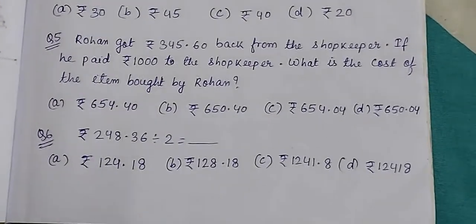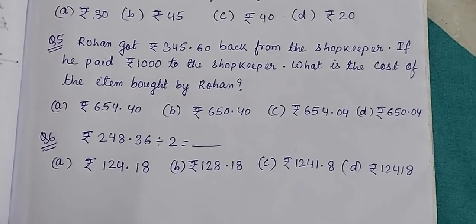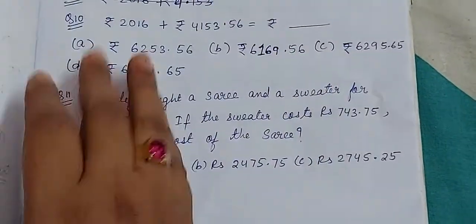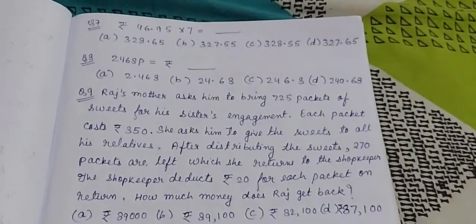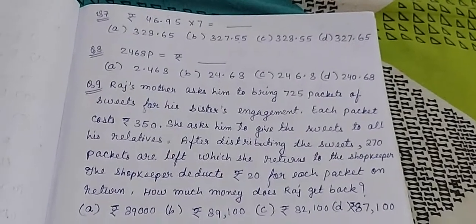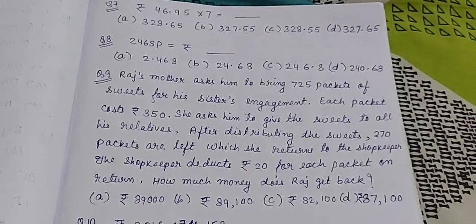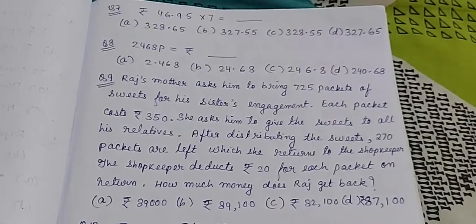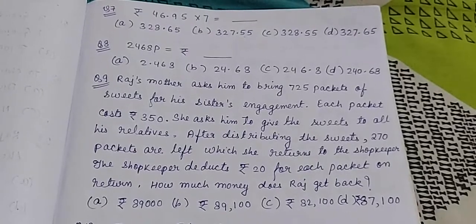Now we come to question number 6. Question number 6, you have to just do the division. Now let us move to question number 7. Question number 7, you have to just do simple multiplication, rupees 46.95 into 7. And number 8, you have to convert paise to rupees. You know what you have to do. You have to divide by 100. So for division by 100, what do we do? From the right side we count 2 places and we put a decimal point after that.